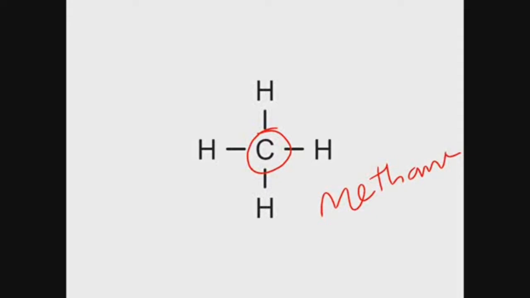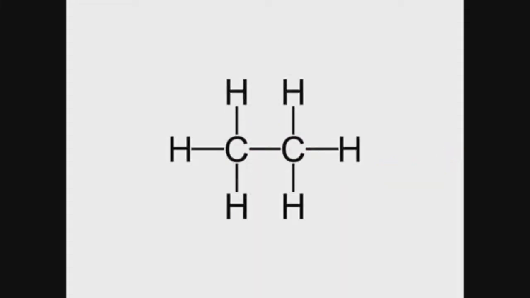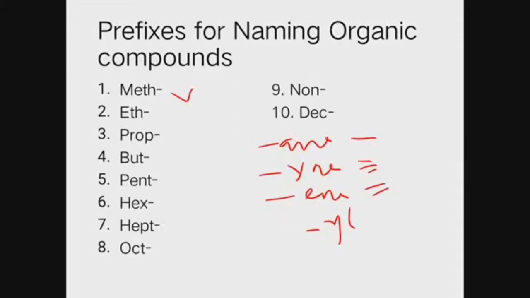Now we'll move to the second one. I'm trying to make it easier. Let's go step by step. Let's not rush things. Now we have the compound containing 2 carbon atoms here. Like I said, you remember this 2. So what does 2 mean? Eth. Does it have any double bond? No. So it's what? Ethane.